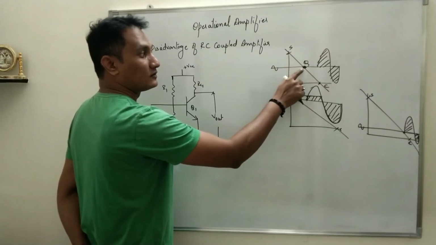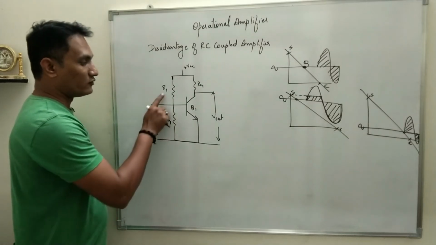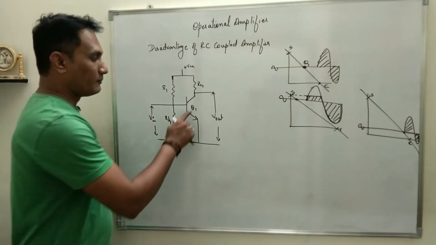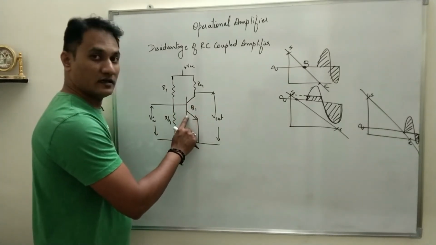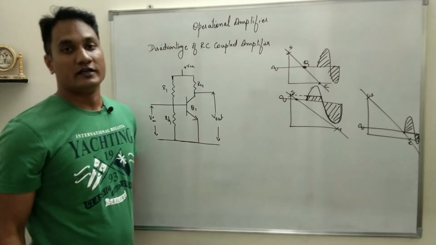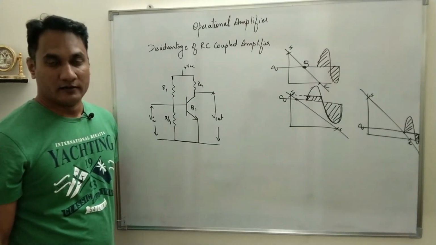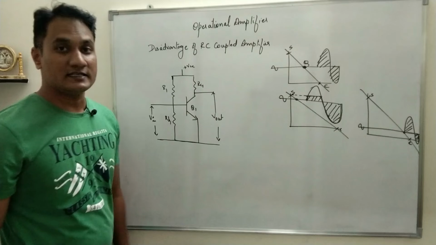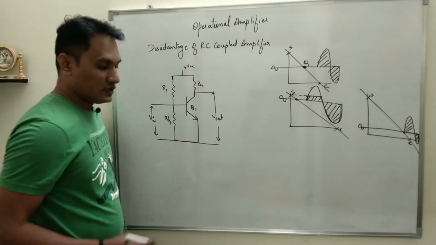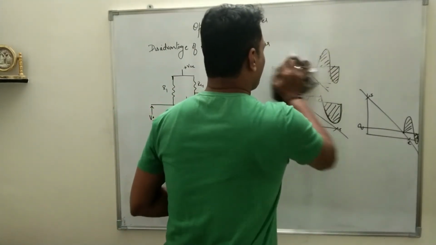To keep the Q point stable at the center between saturation and cutoff, we have to connect this biasing resistance R1 and RB1, which will properly bias the Q1 transistor for all changes and make sure that the operating point is stable. And if the operating point is stable, both positive and negative half cycles will be amplified. So this is about the single stage amplifier. But now we are trying to understand the RC coupled amplifier, so we will have multiple stages of this amplifier.